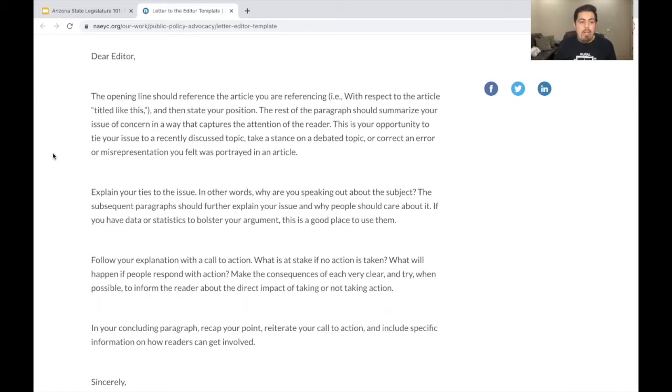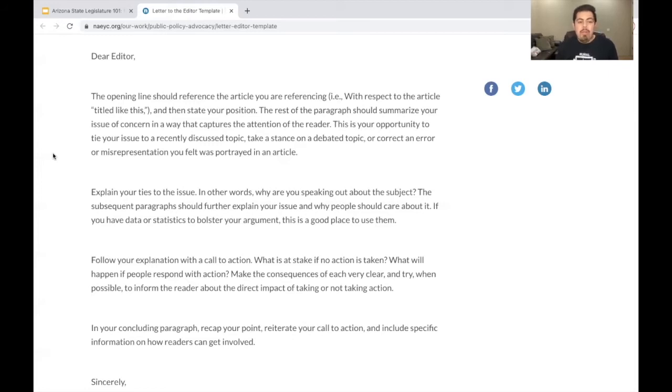This is your opportunity to tie your issue to a recently discussed topic, take a stance on a debated topic, or correct an error or misrepresentation you felt was portrayed in an article. And then your next paragraph should explain your ties to the issue. In other words, why you're speaking about the subject.